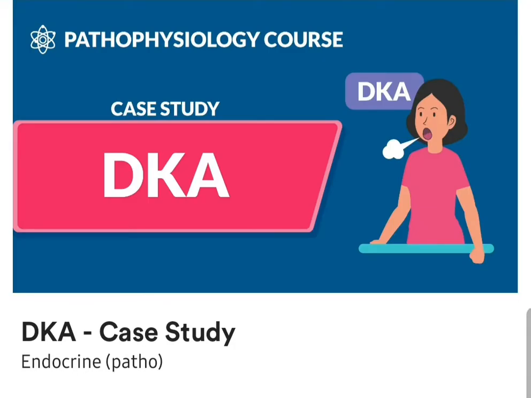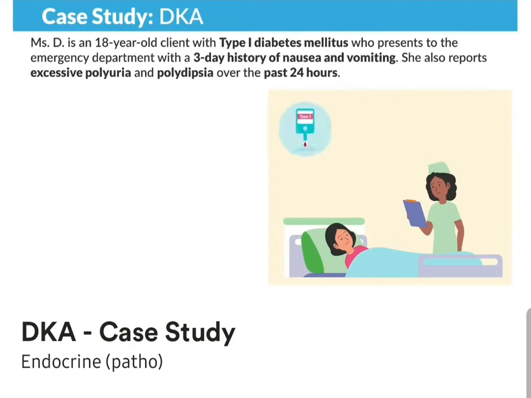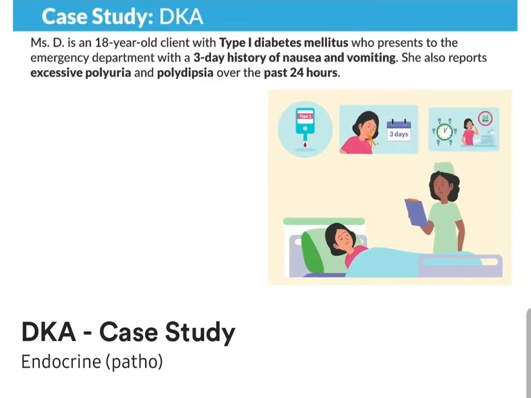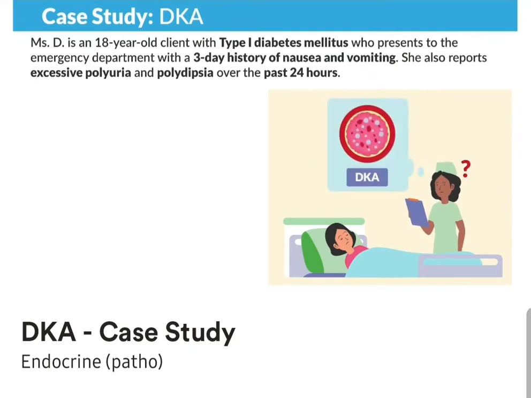Now for the case study on DKA. Miss D is an 18-year-old client with type 1 diabetes mellitus who presents to the emergency department with a 3-day history of nausea and vomiting. She also reports excessive polyuria and polydipsia over the past 24 hours. The provider suspects that the client is experiencing DKA.